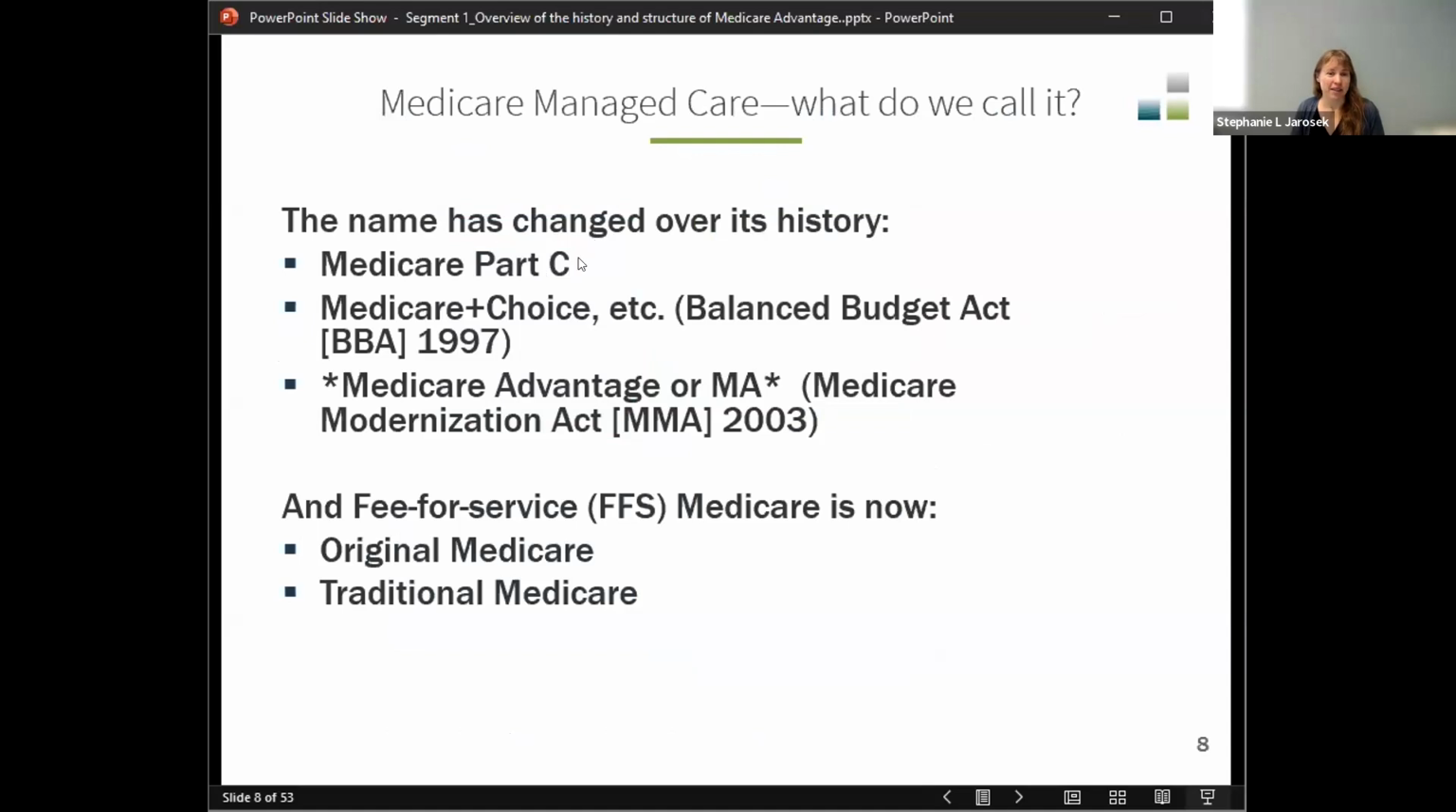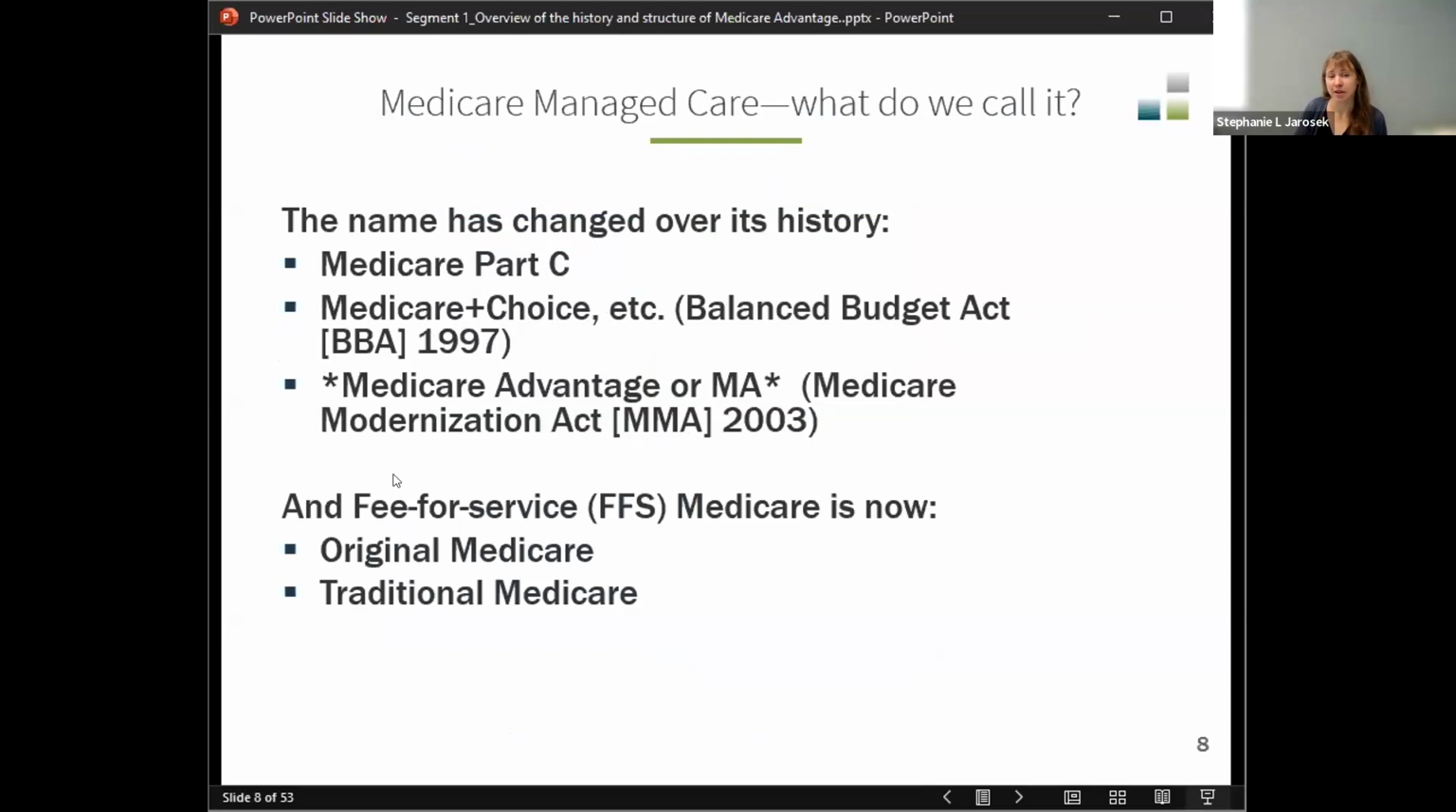So you've already heard me say Medicare Part C. After the Balanced Budget Act in 1997, they tried out the name Medicare Plus Choice. So you may see that. I don't think it's very commonly used anymore, but you may see it. And then really after the Medicare Modernization Act in 2003 is when we created the term Medicare Advantage, which is often how we use it now.